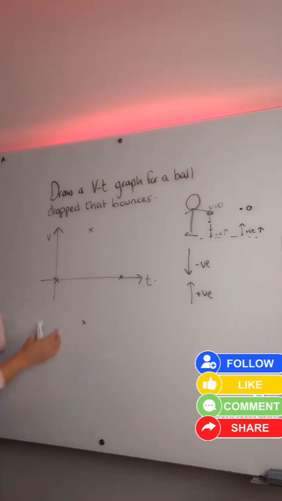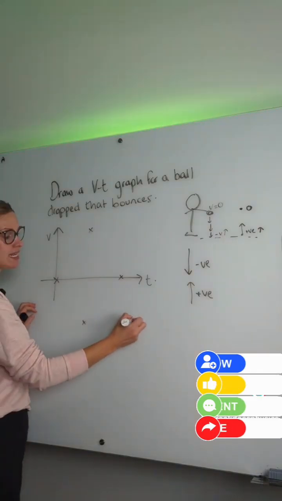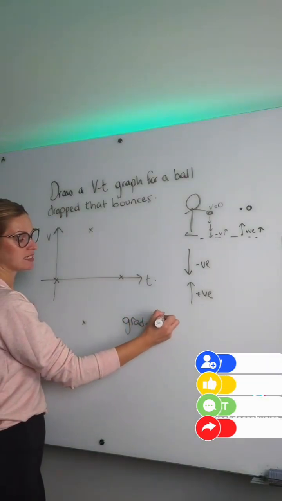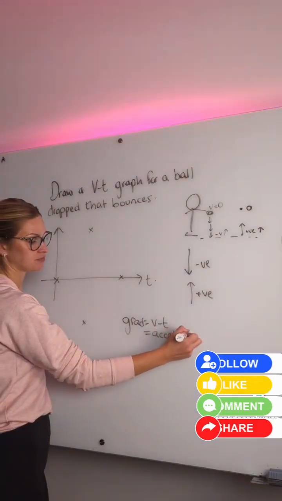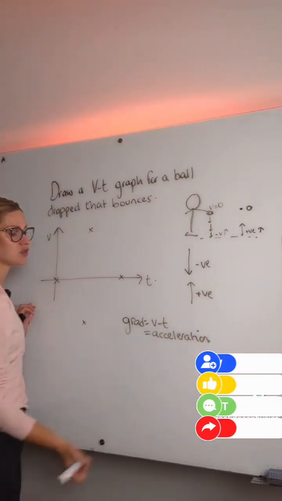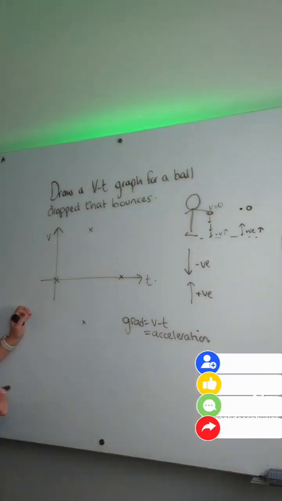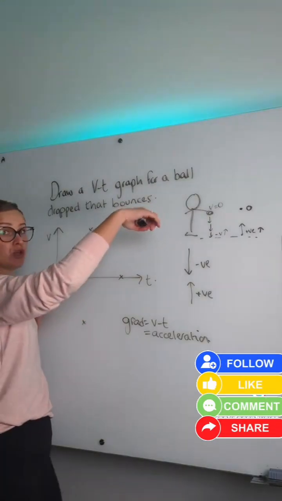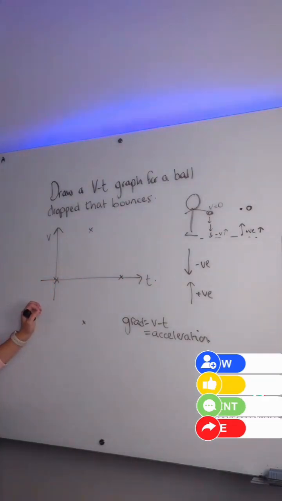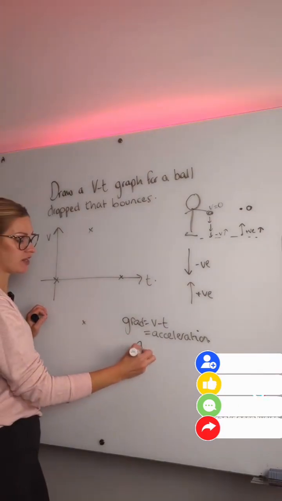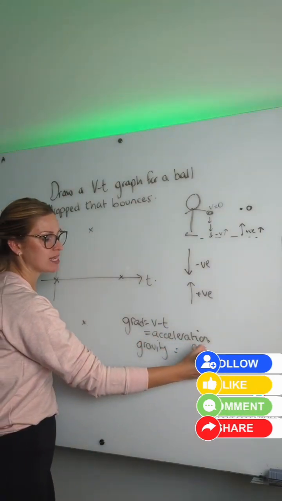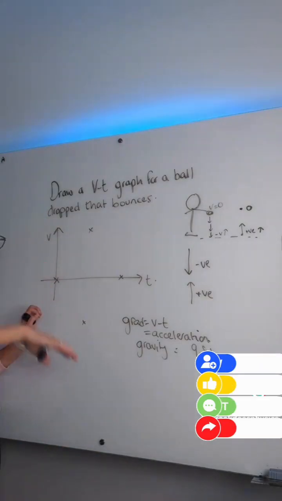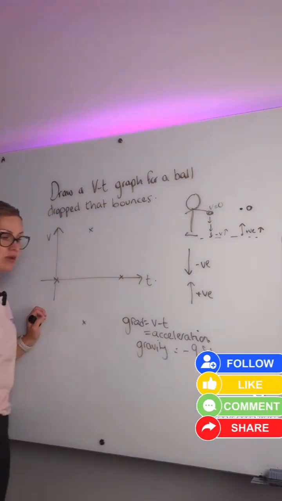Okay? Then the other fact to remember is that the gradient of a velocity time graph always gives you the acceleration. Okay? So the gradient of a velocity time graph always gives you acceleration. And we know that if I was to drop my ball on Earth, the only force acting on that ball since I let go is the force due to gravity. And we know gravity always has the same number of 9.81. But because gravity is pulling things down, that's why it's negative 9.81.